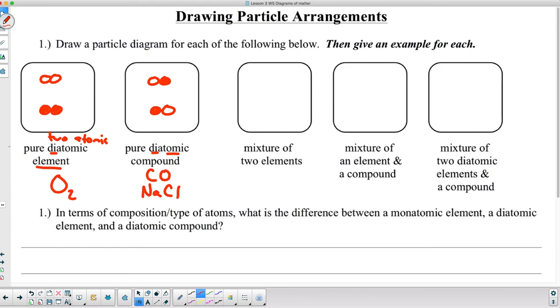Okay, I'm sure you guys can use the examples from above, from the 1 through 15 boxes on the first page, to see if you can figure out the mixtures of two elements, mixtures of an element and a compound, and give examples for those. And also describe number 1 here in terms of composition, the type of atoms, and what the difference is between the monatomic, mono meaning one atom, element that looks like this, and a diatomic element that looks like this, and a diatomic compound that looks like this, but they're both touching. There, like that. That's touching.